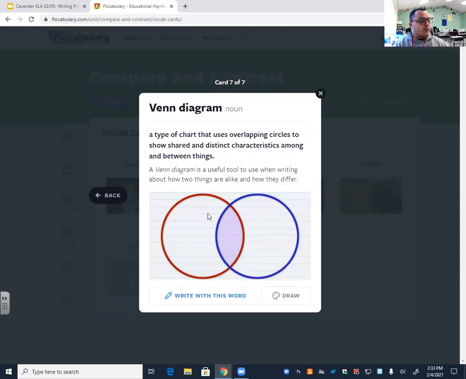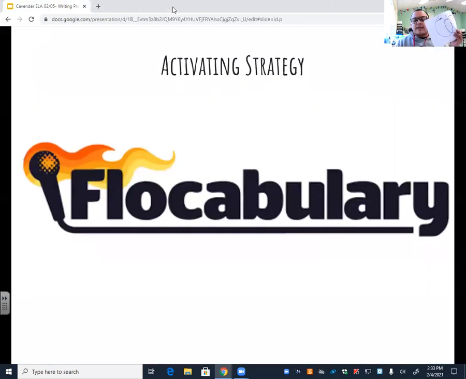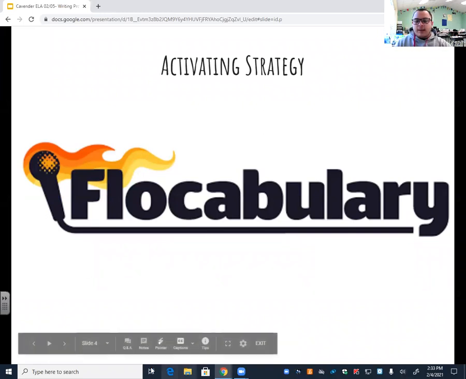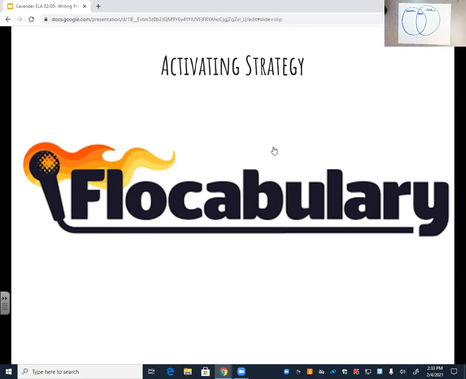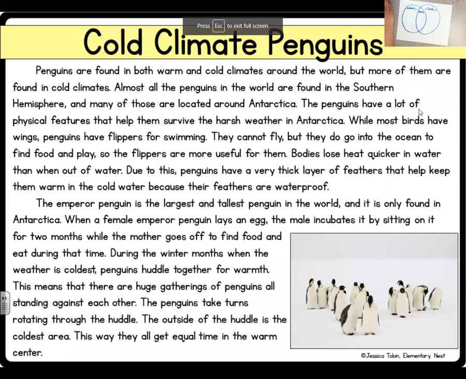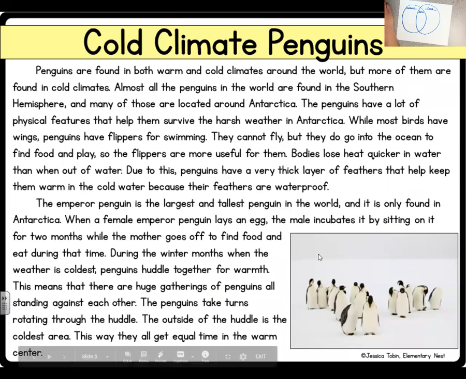So what I want you to do before we start reading and writing today is grab a sheet of paper and draw a Venn diagram. I'm going to switch my camera to the Venn diagram because while I'm reading, I am going to be adding things to it. Today I'm going to be covering up this picture here. We are going to be reading two passages. One is about the cold climate penguins, while the other is about warm climate penguins. Let me make this Venn diagram just a little bigger so that we can see it.